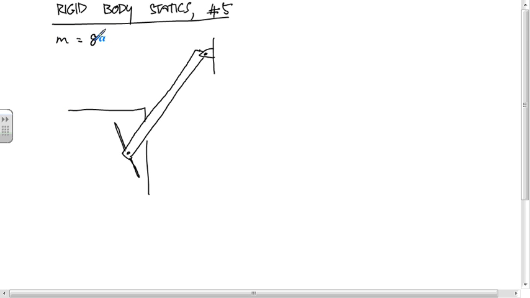The mass is 850 kilograms. This angle is 45 degrees. But that's not the same as this angle. This angle is 20 degrees from vertical, so this angle is 20 degrees. It's vertical down. Either way, because of SAT math, that angle is equal to that one.